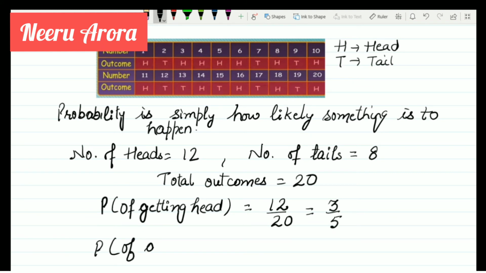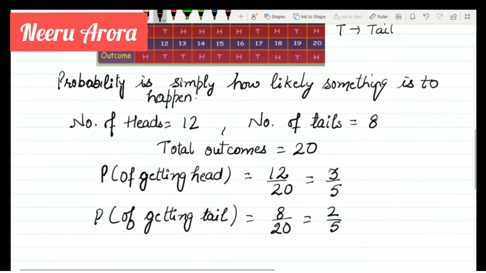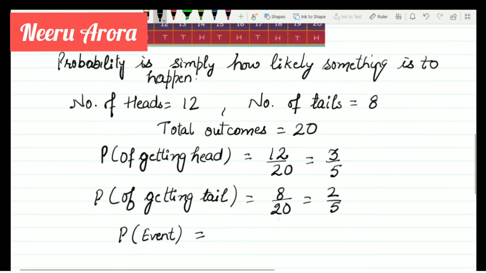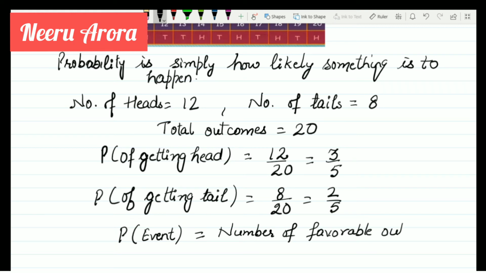Probability of getting tail. How many times do we get tail out of 20? We get 8 times. So 8 by 20, which is equal to 2 by 5. Its standard form is 2 by 5. So probability of an event is defined by number of favorable outcomes upon total number of outcomes.